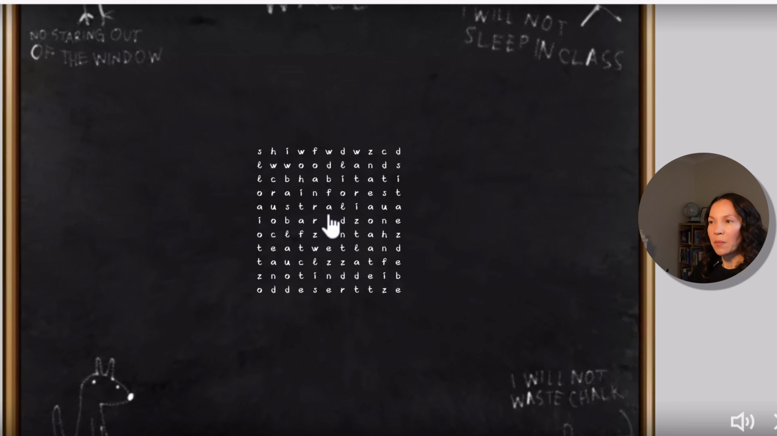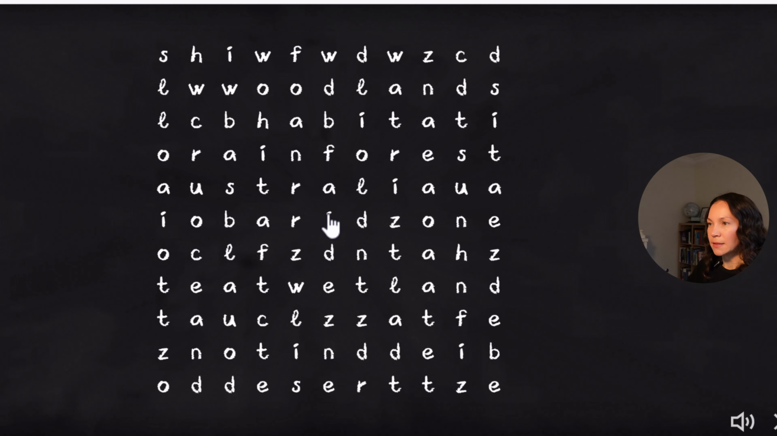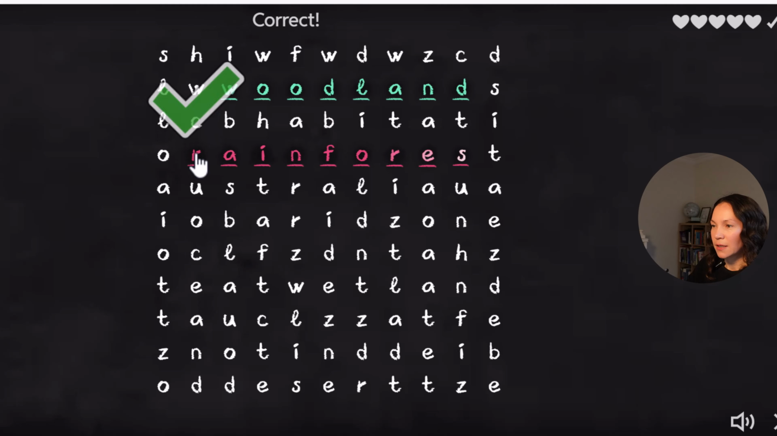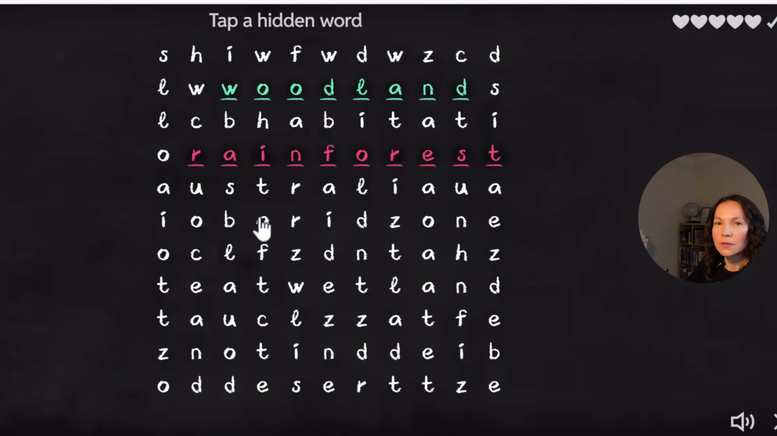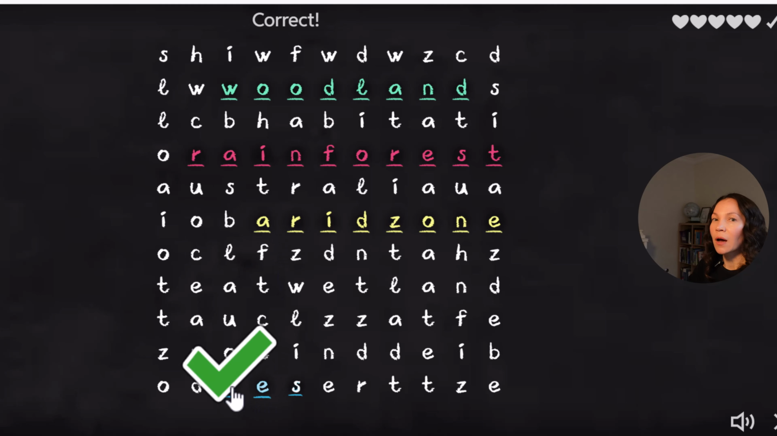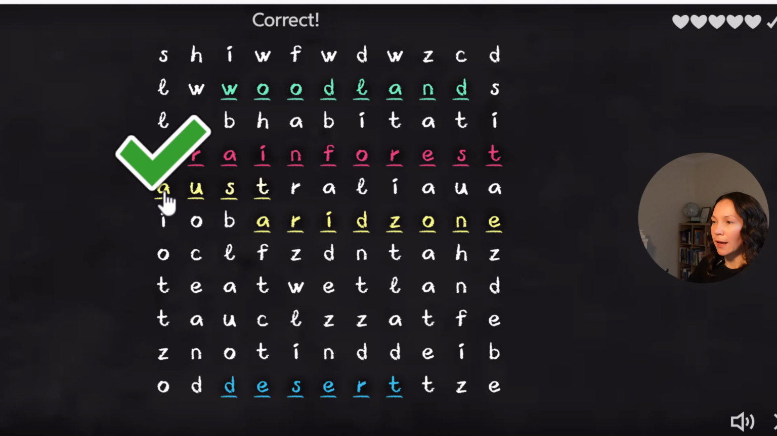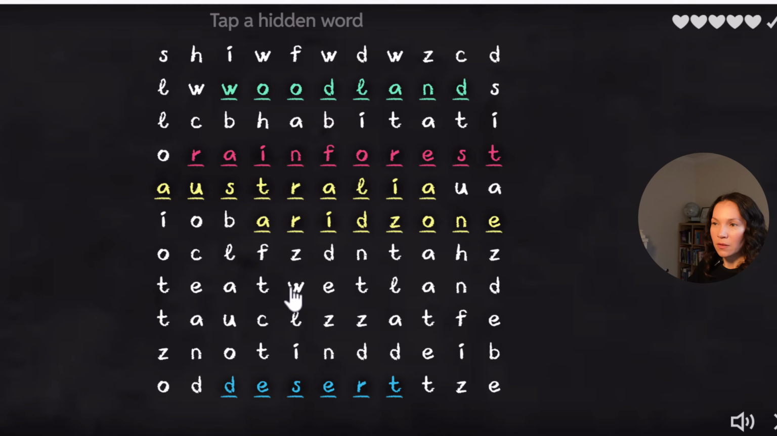Another game is an Australian habitats. Another game is word search. Students love these games. So they can use iPads to complete this game, or one of the students can come up to the interactive board and try to find the word.